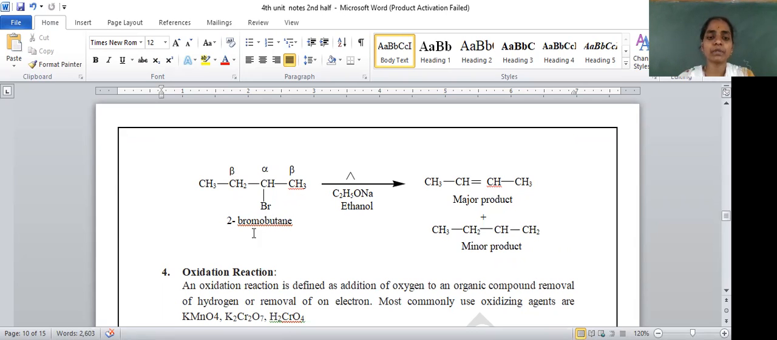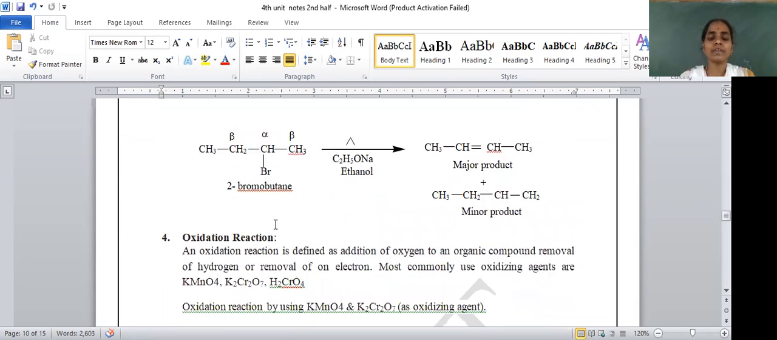And here the example is 2-bromobutane. When 2-bromobutane reacts with ethanol, two products are formed. So what is the Saytzeff rule saying? After the removal of hydrogen and bromide, two products form. The carbon which has more alpha hydrogens gives the major product.